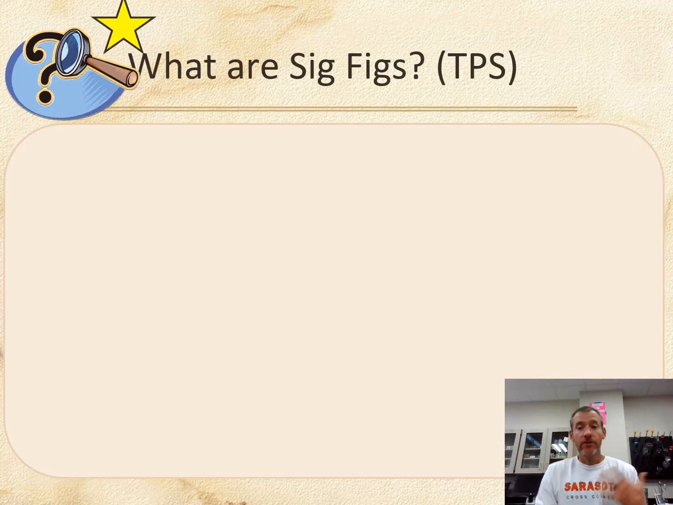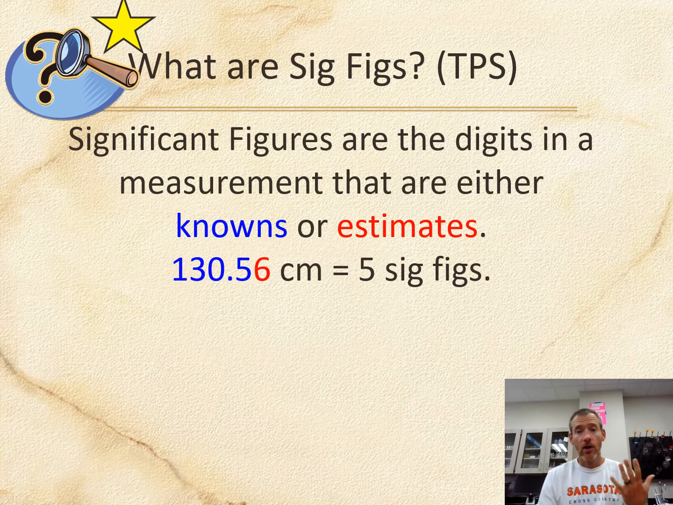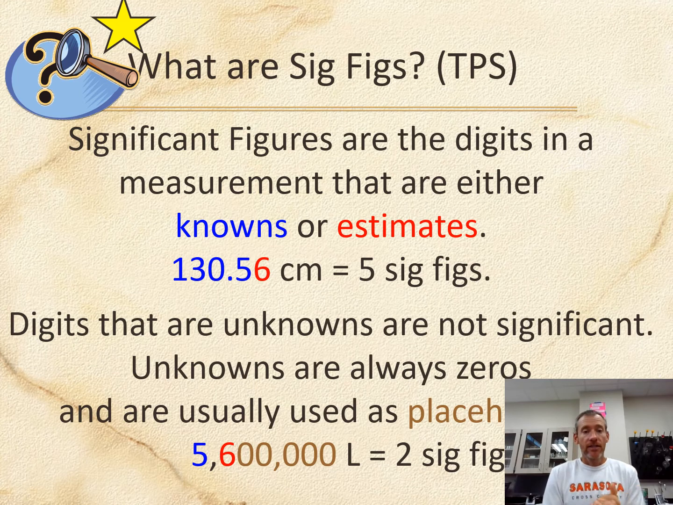So the first thing is to understand what a sig fig is. A significant figure is a digit in a measurement that is either known or estimated. So in a known value like 130.5, our knowns are significant, and the 5 is an estimate, which would be considered a sig fig. So we have 4 sig figs. Digits that are unknown are not significant.